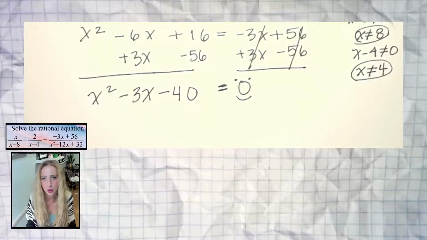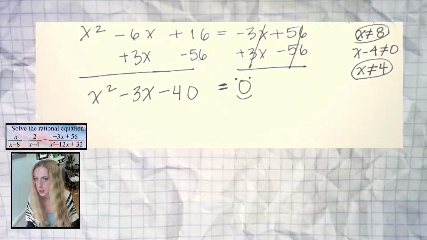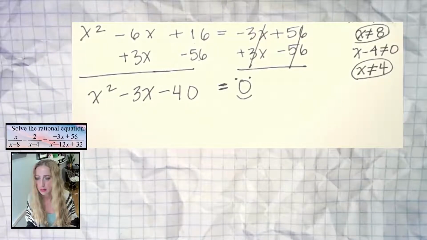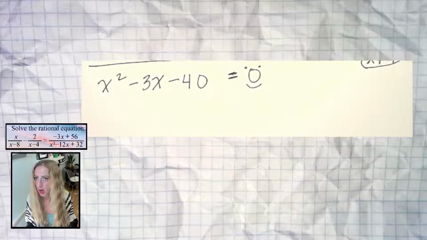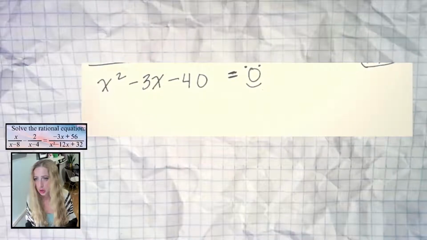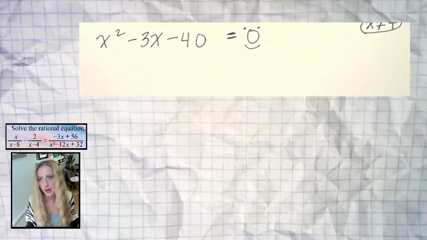So I have this cute little quadratic that I am worrying about right now. X to the second minus 3x minus 40 equals 0. Now, is this factorable? Can you think of a pair of factors that multiply to give you negative 40 and that add or subtract to give you negative 3? How about 8 and 5?